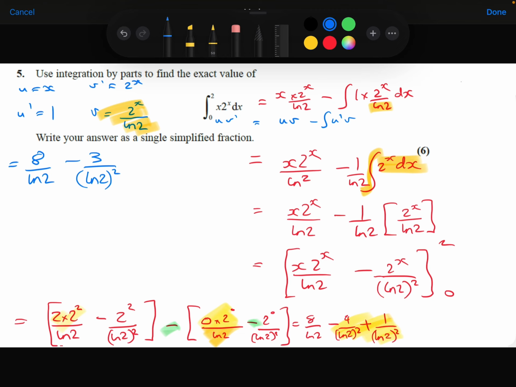I do need to give my answer as a single simplified fraction, so I need a common denominator. So let me multiply this first fraction by ln2 so that we have a common denominator. And now I can rewrite this as a single fraction. So we'll get 8 ln2 minus 3, over ln2 squared, and that's how I'm going to leave my answer.